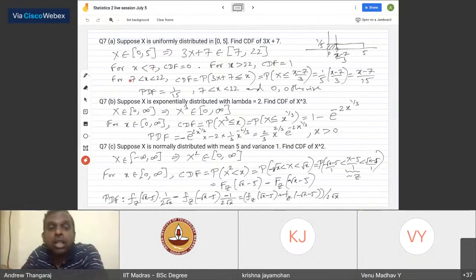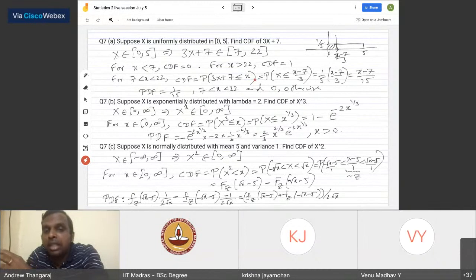But the most important thing is when x is in the range. Okay, so notice x is between 7 and 22. CDF is the probability that 3x plus 7 is less than or equal to small x. Now, after this, it's exactly like what you did before, except that in the small x, you have to keep carrying on. It will not be some value. So you have to just carry on this.